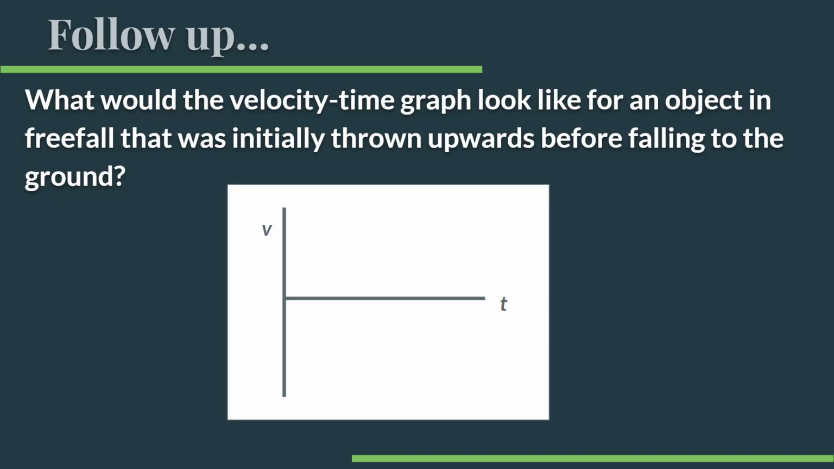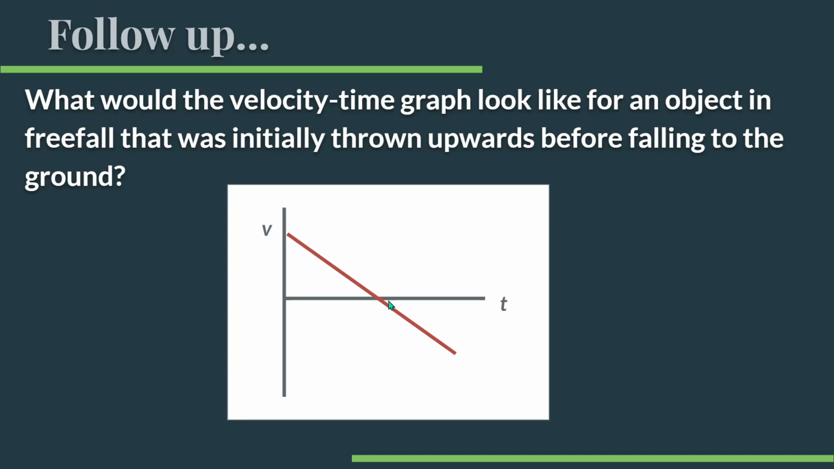Maybe I throw it up with a velocity of positive 5 meters per second, and then it's going to go from 5 to 4 to 3 to 2 to 1 as it slows down. And then it's going to reach some maximum height at which its velocity is 0. And on my graph, that means it has to touch this axis. And then it's going to fall back down.